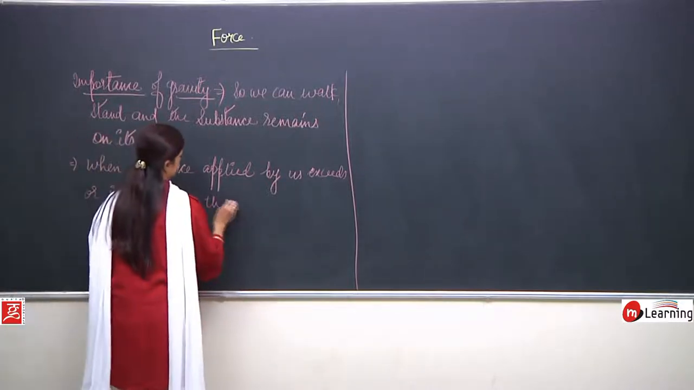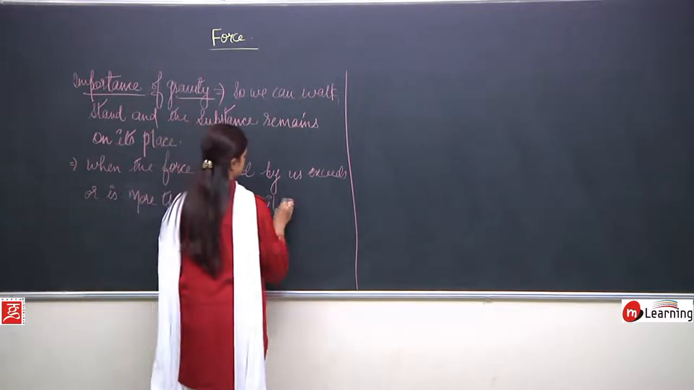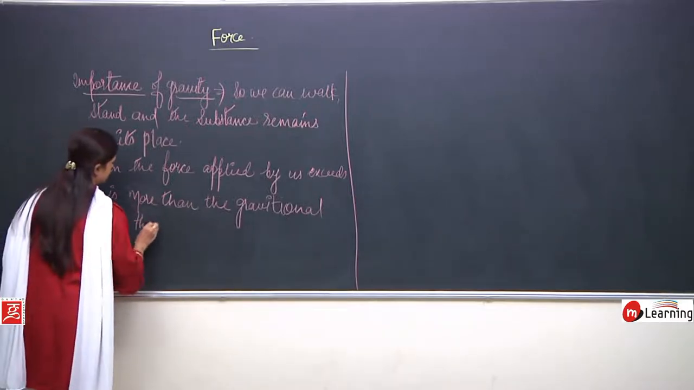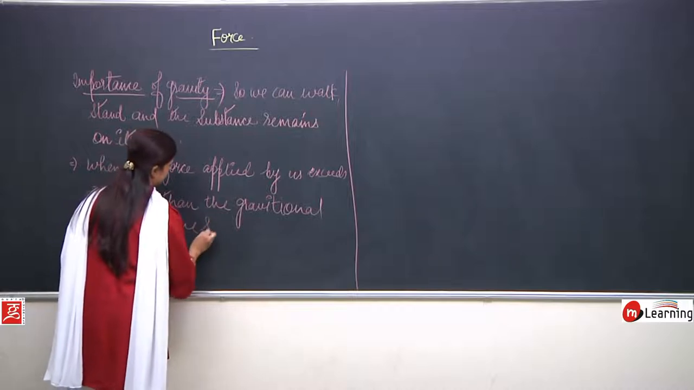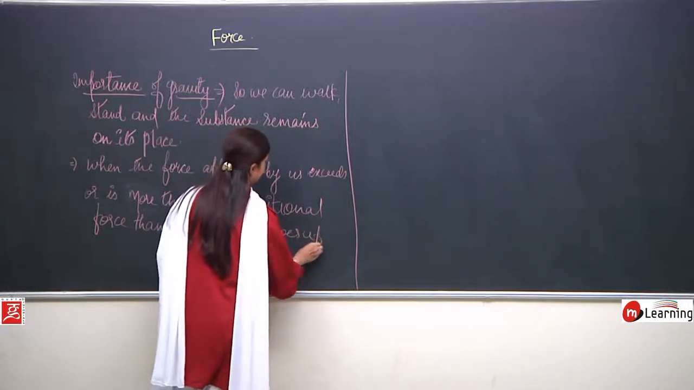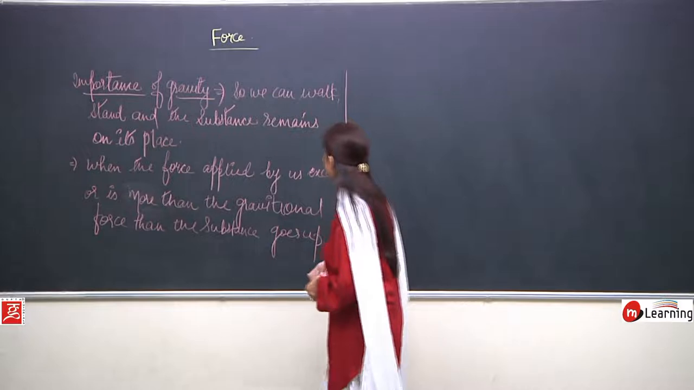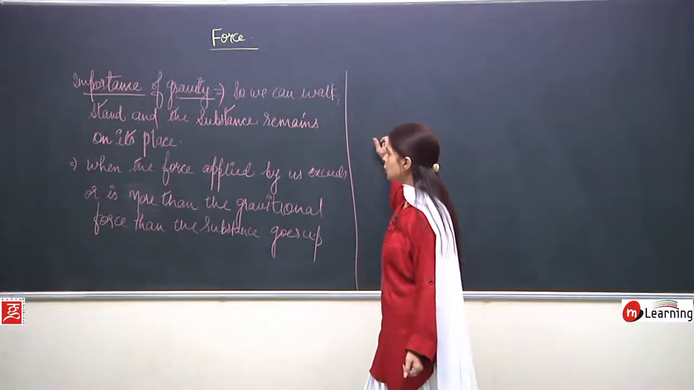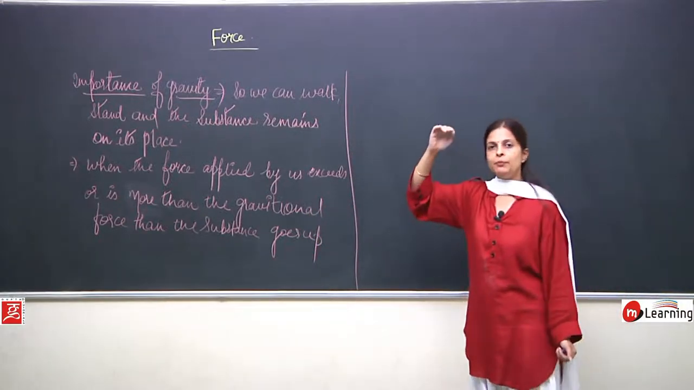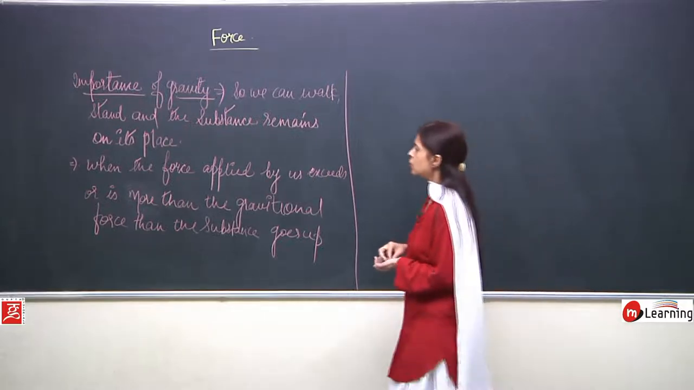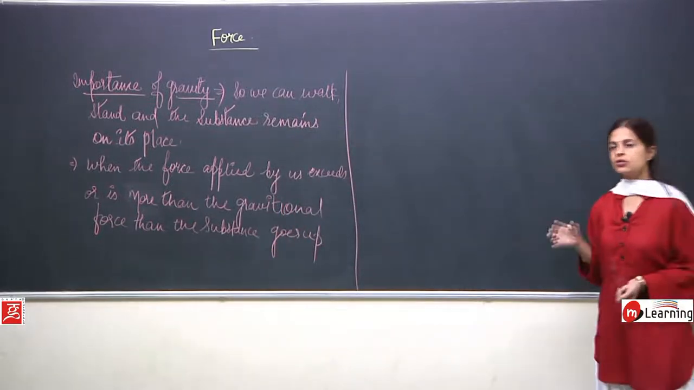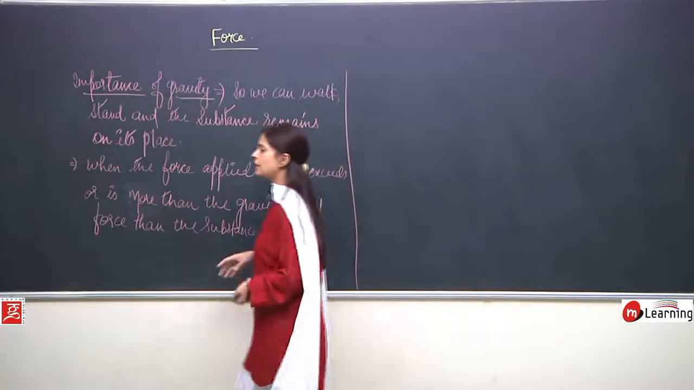then the gravitational force, the substance goes up, isn't it? So what I have written: when the force applied by us exceeds or is more than the gravitational force, then the substance goes up. And why does it come down again, children? Because after reaching one point, the gravitational force again becomes more, isn't it? So after reaching one point, the gravitational force again exceeds, becomes higher than the muscular force, and so the substance is again pulled down towards the surface of the earth.